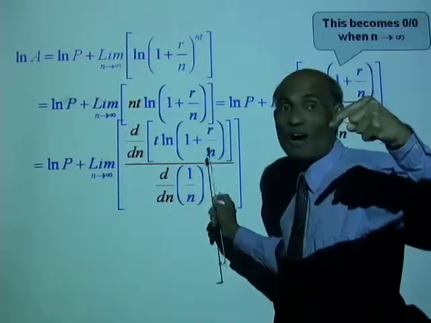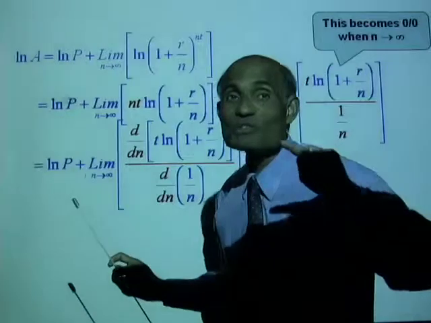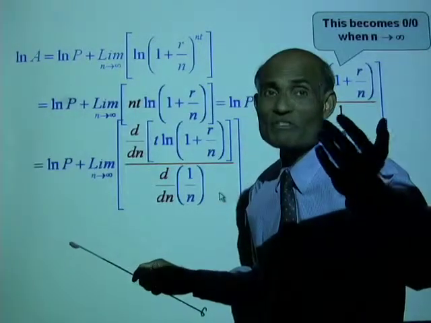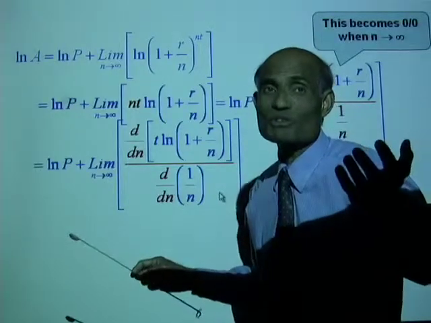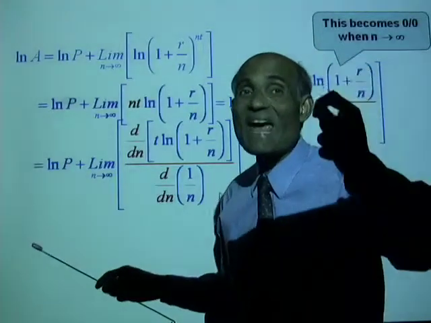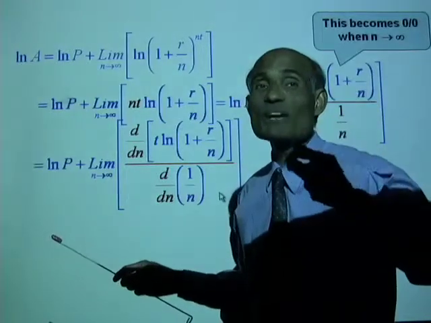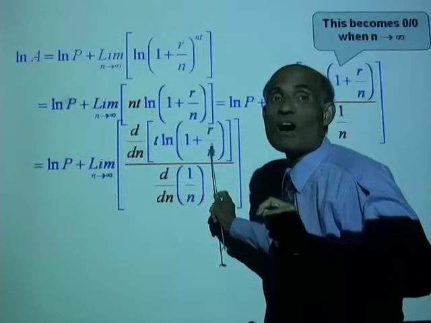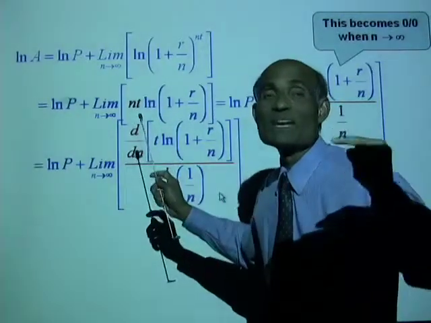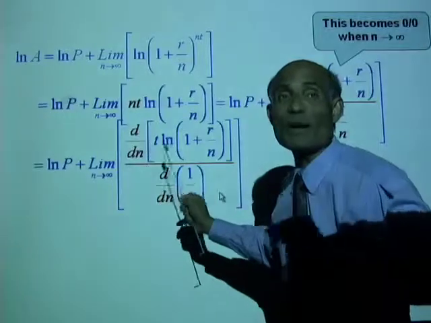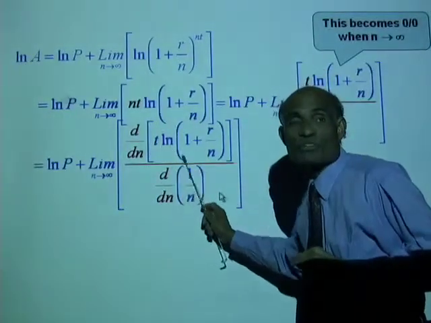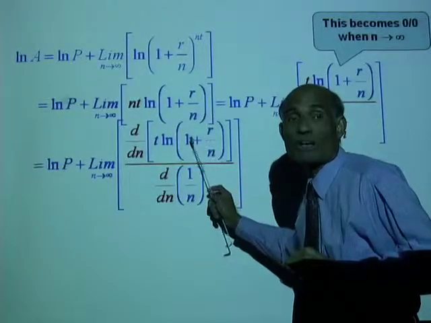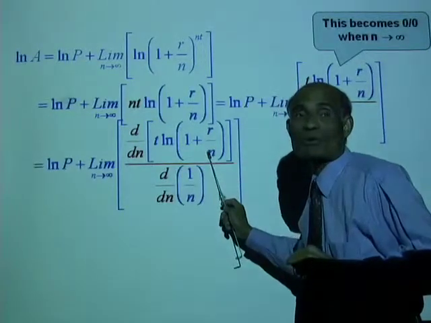The derivative of r over n with respect to n. Alright, anybody? That's actually an extra credit question. The derivative of a over x with respect to x is negative a over x squared. The derivative of r over n with respect to n is negative r over n squared. Therefore, the derivative of this quantity will be negative r over n squared divided by 1 plus r over n.